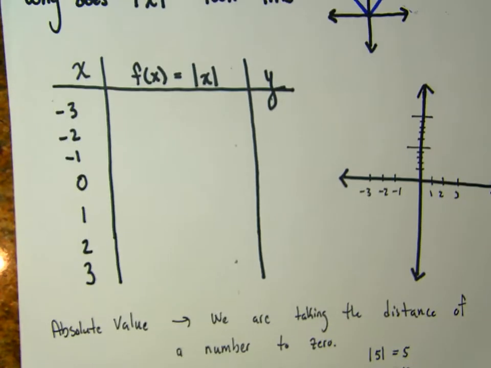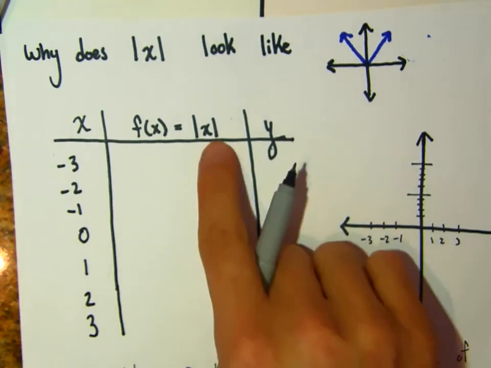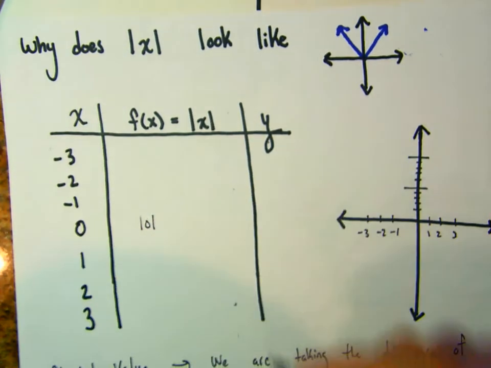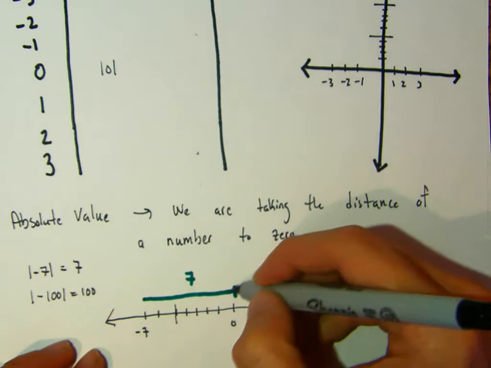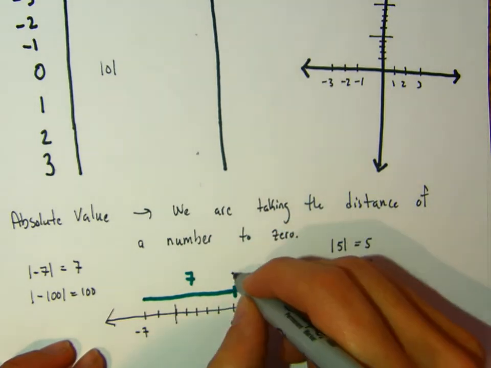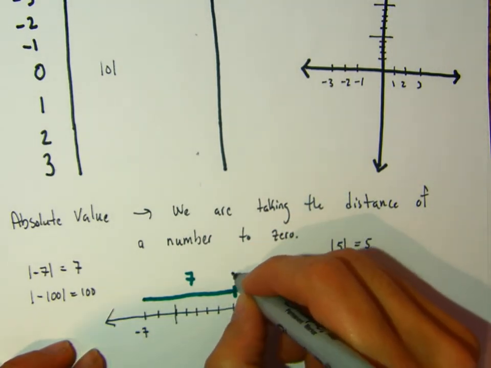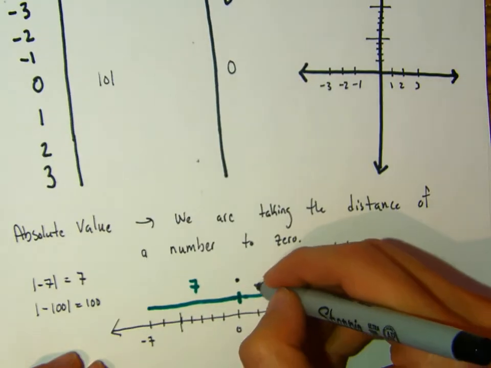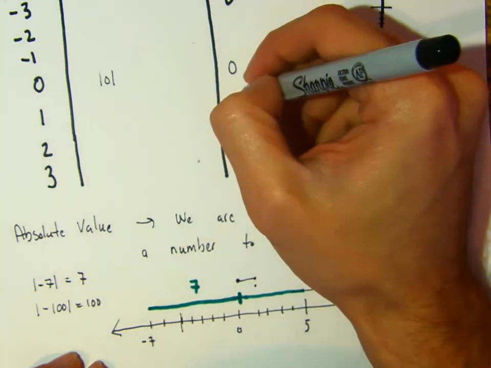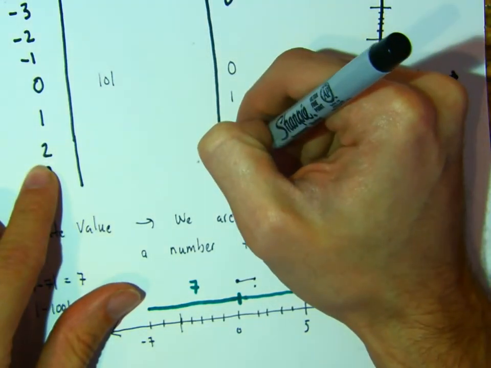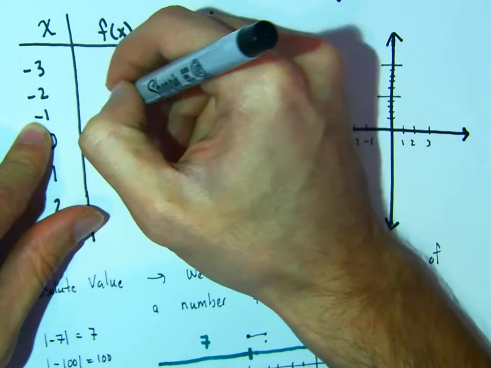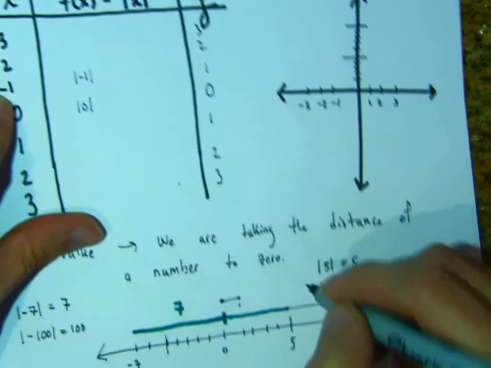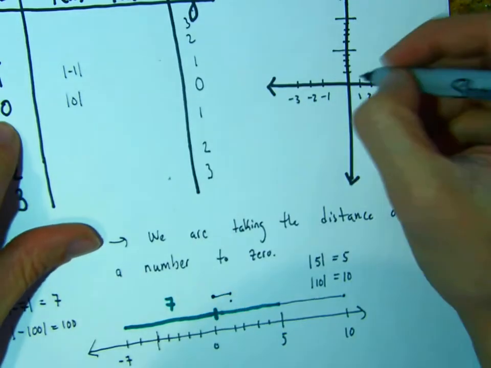So let's take a look at plugging in the values into this function so we could see why it creates this visual. If I say, hey, what's the absolute value of 0? Well, if this is 0, what is the distance from 0 to 0? It's 0. What is the absolute value of 1? Just 1. Absolute value of 2, 2, 3. What is the absolute value of negative 1? It's just 1, 2, and 3.